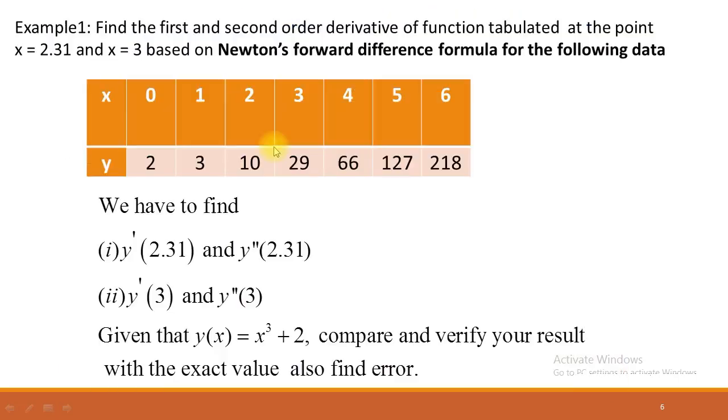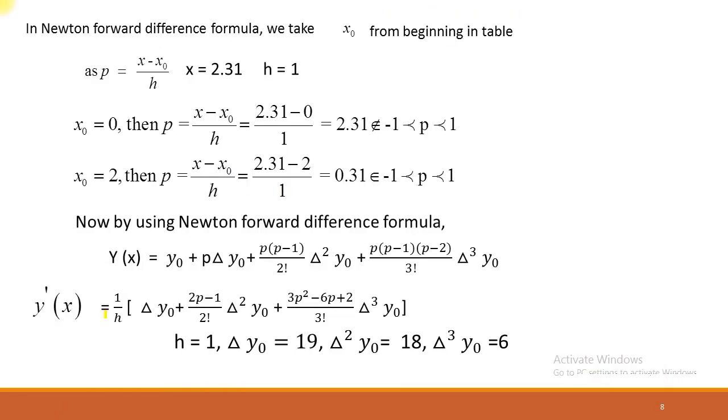Then you can easily find the derivative of the expression, which is equal to 1 over h into delta y naught plus (2p minus 1) divided by 2 factorial delta square y naught plus (3p square minus 6p plus 2) divided by 3 factorial delta cube y naught. Now target the values of delta square and delta cube corresponding to y naught.